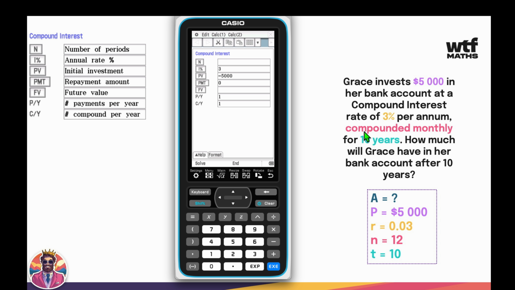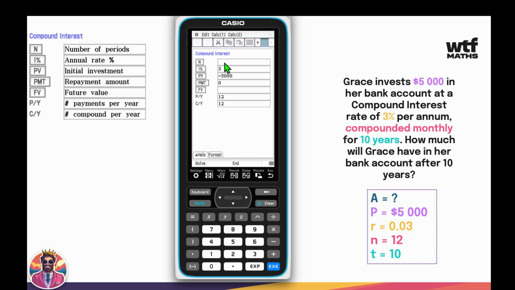The next thing, it was compounded monthly, so we're going to change the compoundings per year to be 12. Pretty straightforward. Now, I know we're not doing any payments at the moment, but just so the ClassPad doesn't freak out, we're just going to make this the same here. Just keep these two the same unless I tell you otherwise.